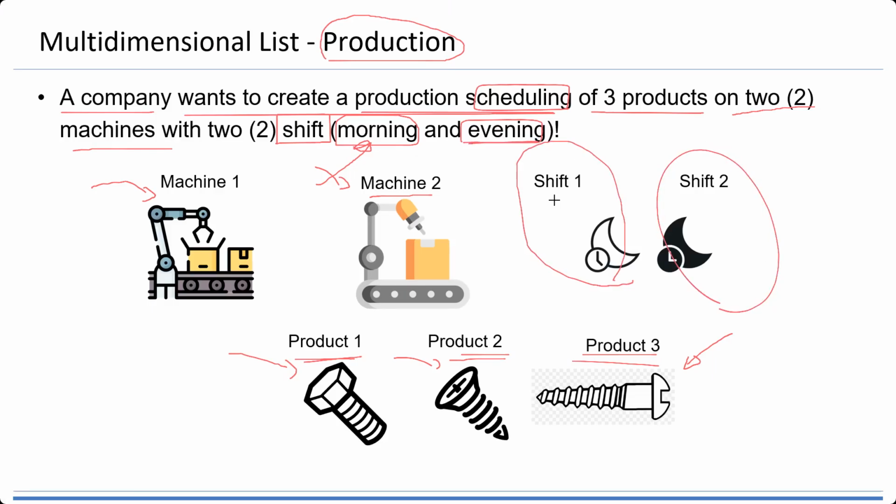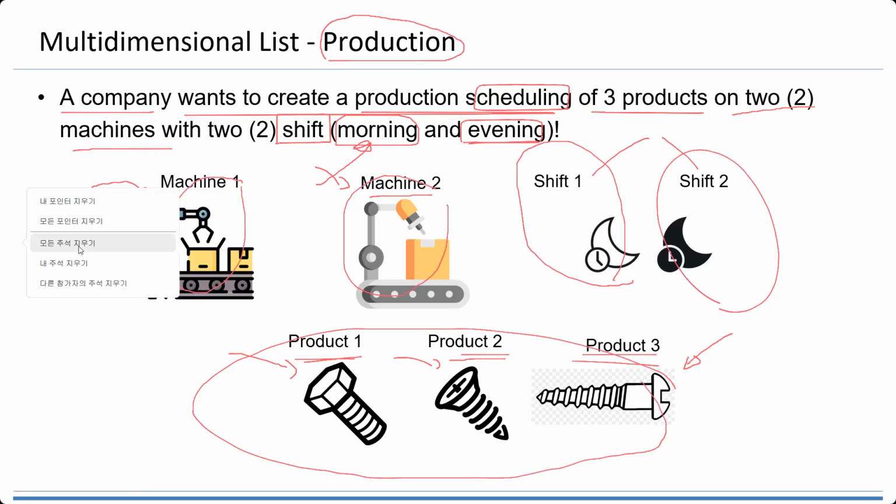So if you look at this data, or this structure, it means we have 3 dimensions. The first dimension is the time. The second dimension will be the machine. And the third dimension will be the product. Then we can also make the multi-dimensional list.